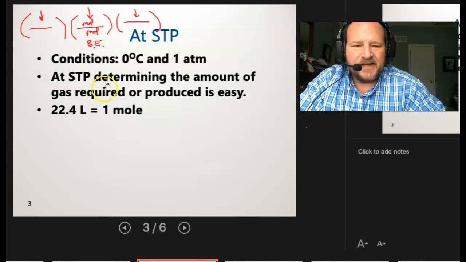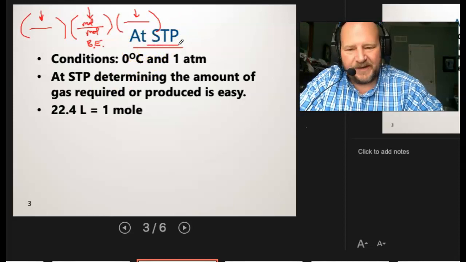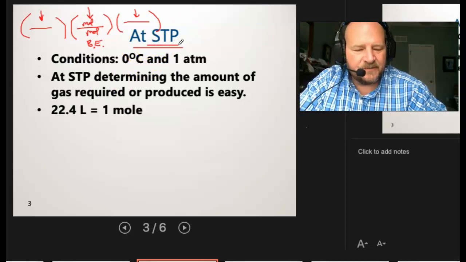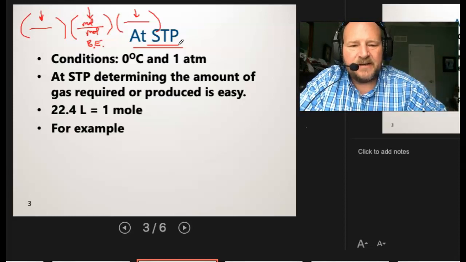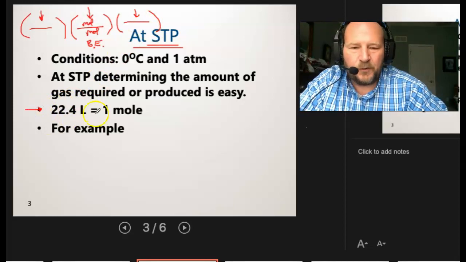Now, what this slide is telling us is that if we are at STP, so if we've met these conditions, and in the question you'll be told that. I've got a sample question coming up next, right? So I do have an example coming. If we're at STP, then automatically we get to use this 22.4 liters per mole.